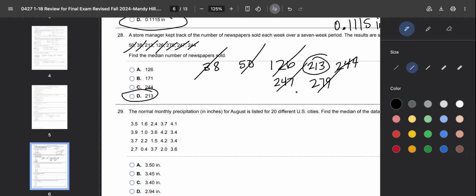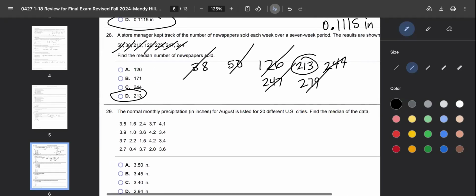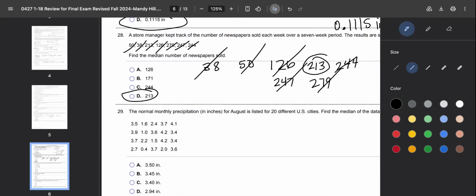The normal monthly precipitation for August is listed for 20 different cities. Find the median. Okay, so unfortunately, these are not in order from least to greatest. So in order to find the median, we need to put them in order from least to greatest. So 0.4 is the smallest one I see. I don't see any other zeros. So you want to go slow, and you want to make sure that you take your time as far as trying to list these.